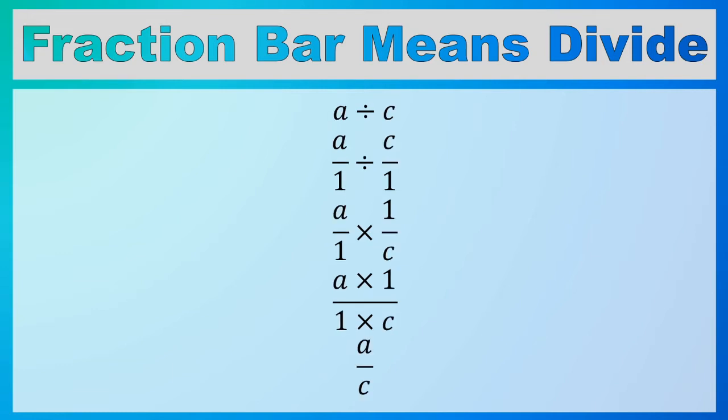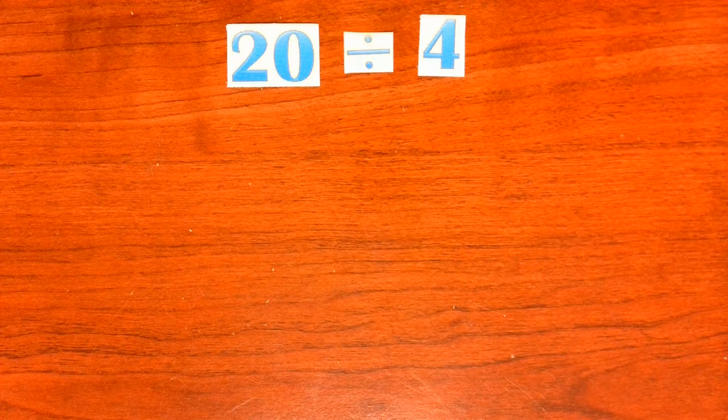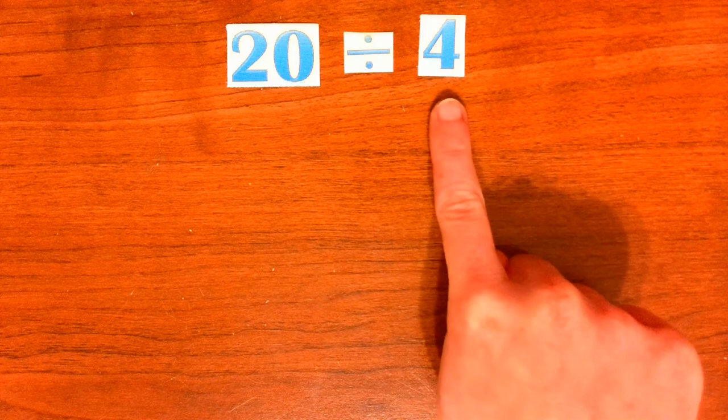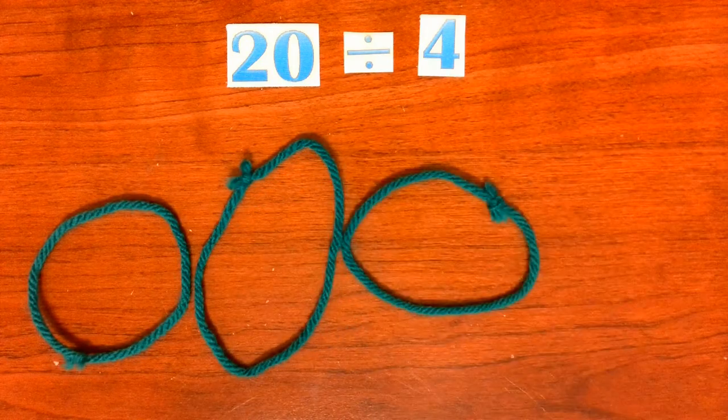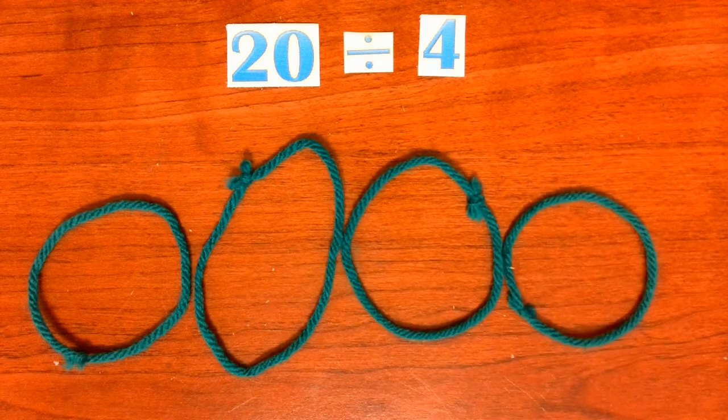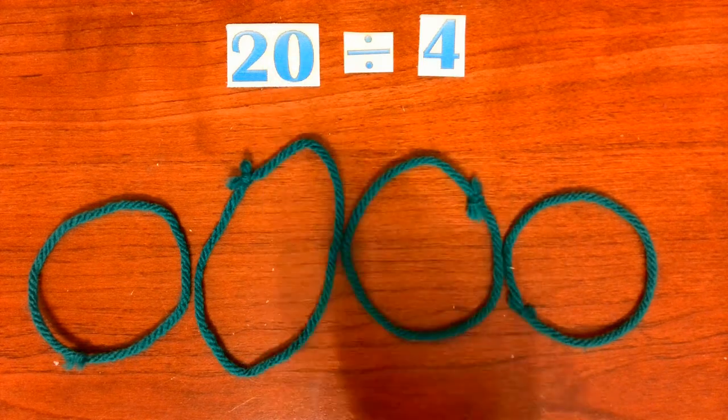But before we go into why this aspect of keep, change, flip works, let's talk about a grouping problem. Let's solve 20 divided by 4 by using grouping. Now there are two slightly different ways to use grouping to solve division problems. Let's talk about one of these ways for right now. Let's get 4 groups. 1, 2, 3, and 4. Now let's have it so each group has the same number of pom-poms, and let's have a total of 20 pom-poms.